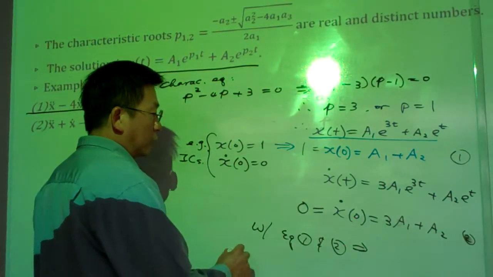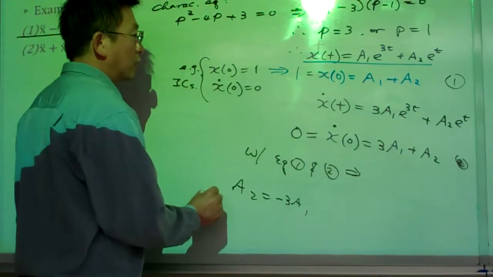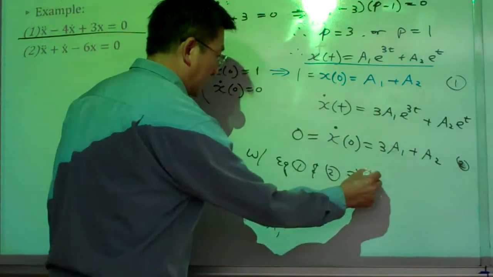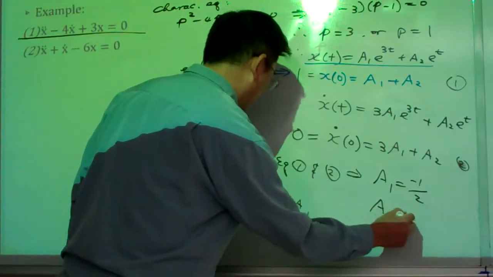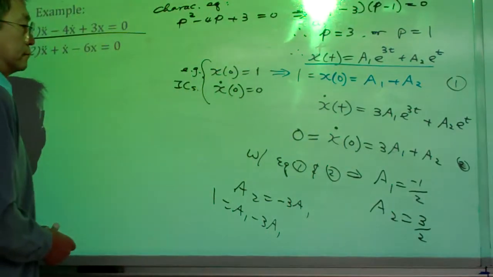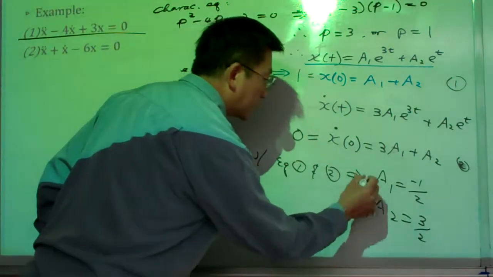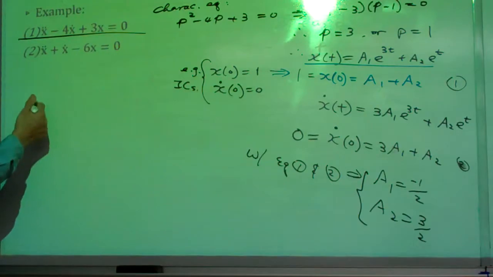And a2 equal to minus 3a1. And so 1 equal to a1 minus 3a1. So therefore a1 equal to minus 1 over 2, and a2 equal to 3 over 2. Okay, so from here, these equations are completely solved. You good? Okay. So we can exercise the second one.